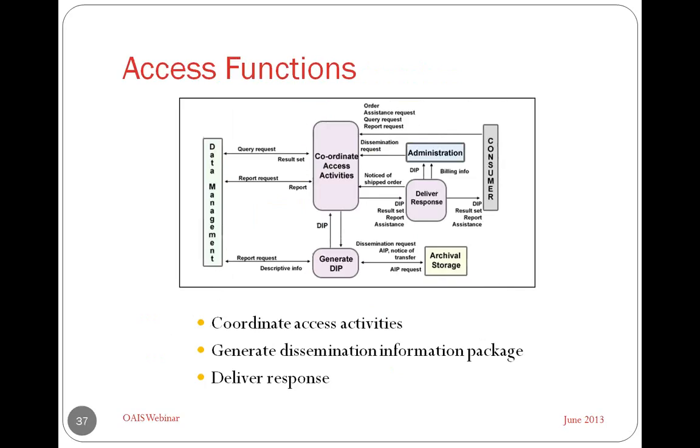Now, access functions coordinate the access activities or restrictions of the OAIS. Who has access, how much access, when do they have access, etc. They also create the Dissemination Information Package, the DIP, and deliver the responses. So the access functions are how the content is actually delivered as needed. How will OAIS provide access to these digital objects?